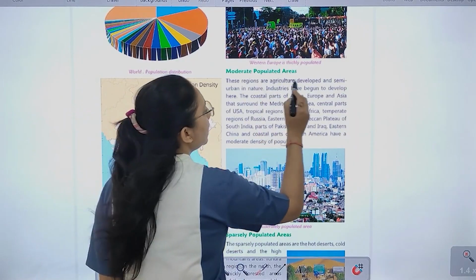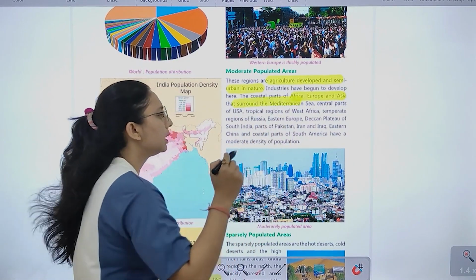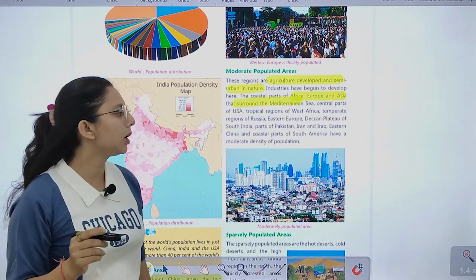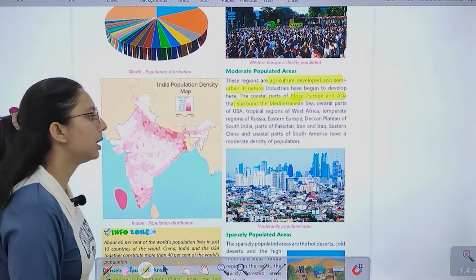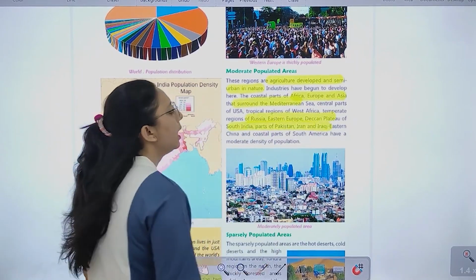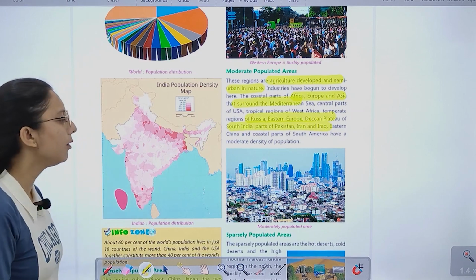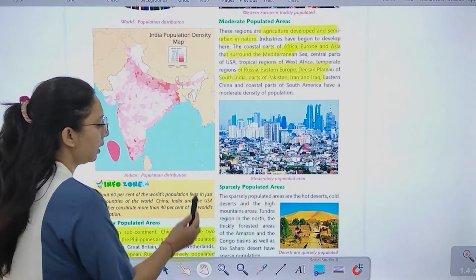The regions that are agriculturally developed and semi-urban areas. Like Africa, Europe and Asia, which surround the Mediterranean Sea. The tropical region of West Africa, the temperate regions of Russia, Eastern Europe, Deccan Plateau, South India, Iraq and Iran, eastern China and coastal part of South America. What do they have? Moderate density of population.